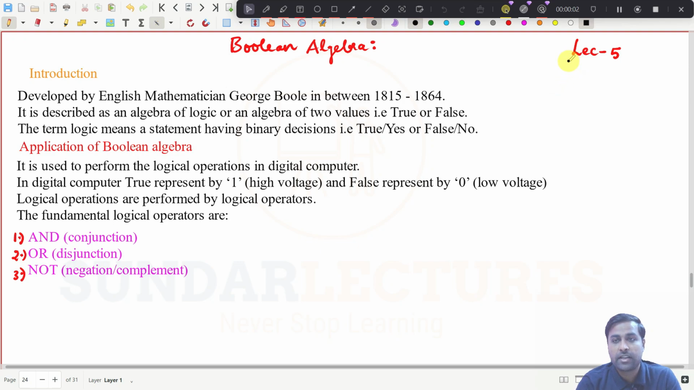Welcome to Sundar's lecture. This is lecture number 5, and in this lecture we are going to start a new topic, that is Boolean Algebra.